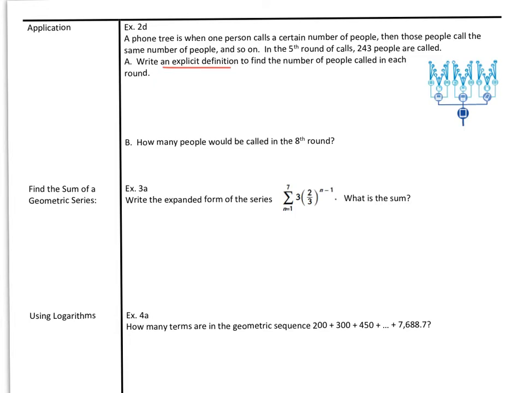If we're asked to write an explicit definition, this is from our notes from yesterday. We would start off with a sub n equals a sub 1 times r to the n minus 1. And then we need to determine how many people are in the first round, and then what the rule is for each additional round. Notice in that first grouping, the call is out to 3 people. So that would be that first element within this phone tree. 3 people are called. From there, they call a certain number of people, and so on.